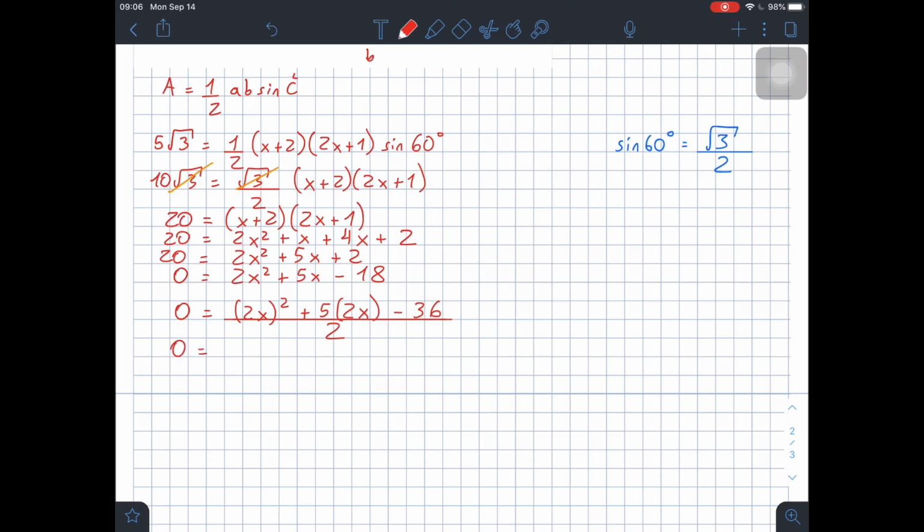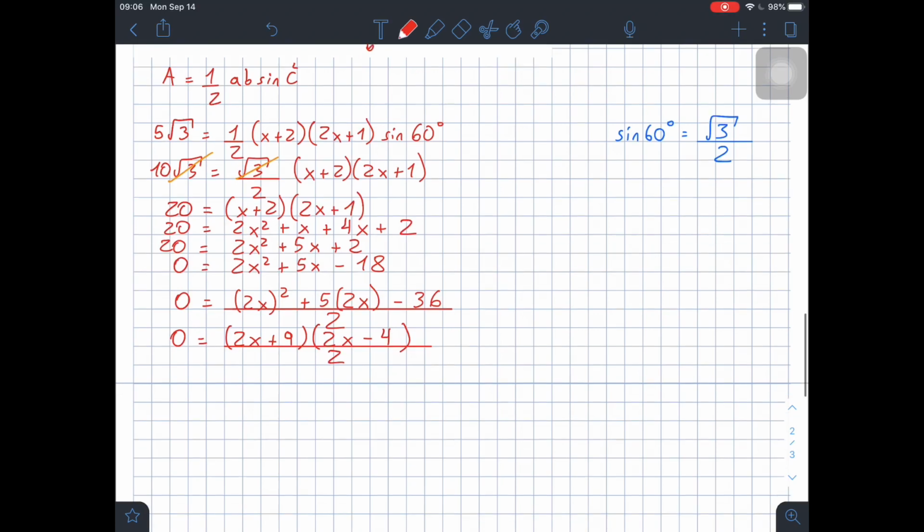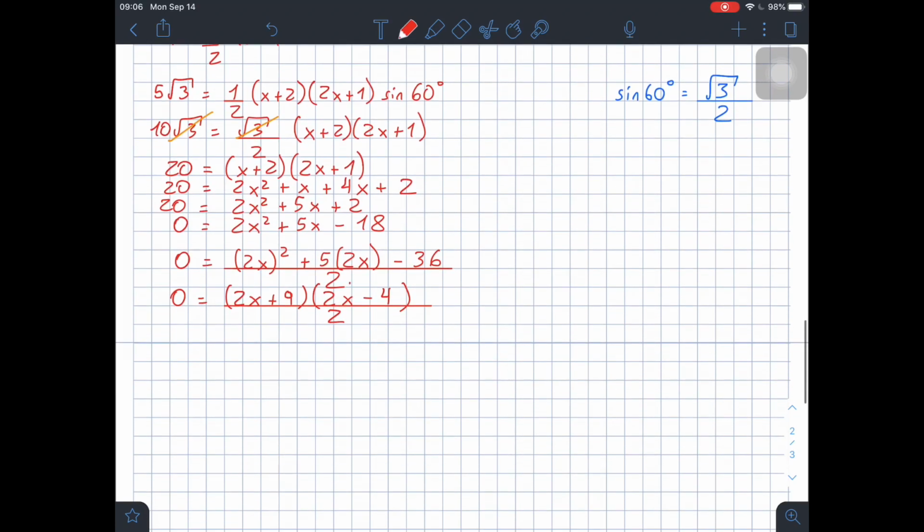So this is 0 equals, and we have two parentheses, 2x and 2x. A pair of values that multiply give me negative 36, and that added will give me 5. I'm thinking about a positive 9 and negative 4, right? And remember, all of this is being divided by 2. Okay, so I see that, for example, in this parenthesis over here, I can take out a common factor of 2, which will simplify with this 2 over here. So I'm going to do that.